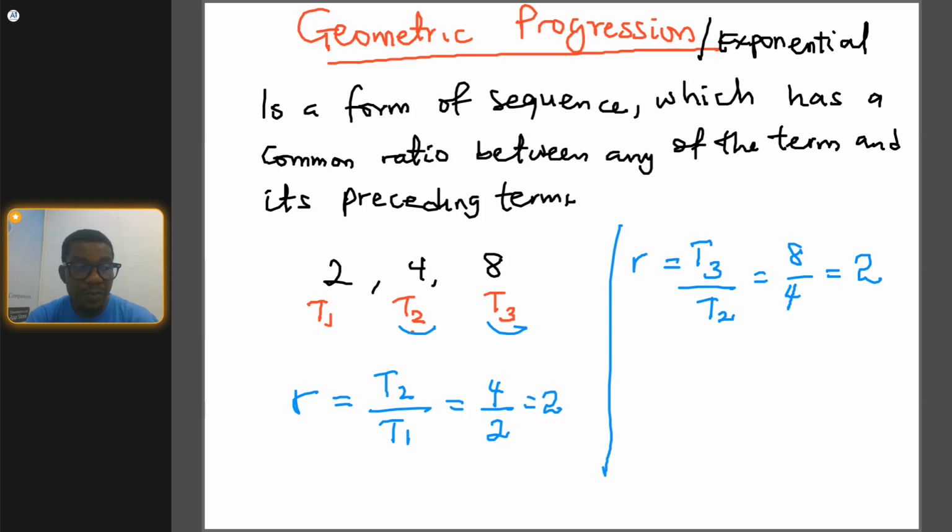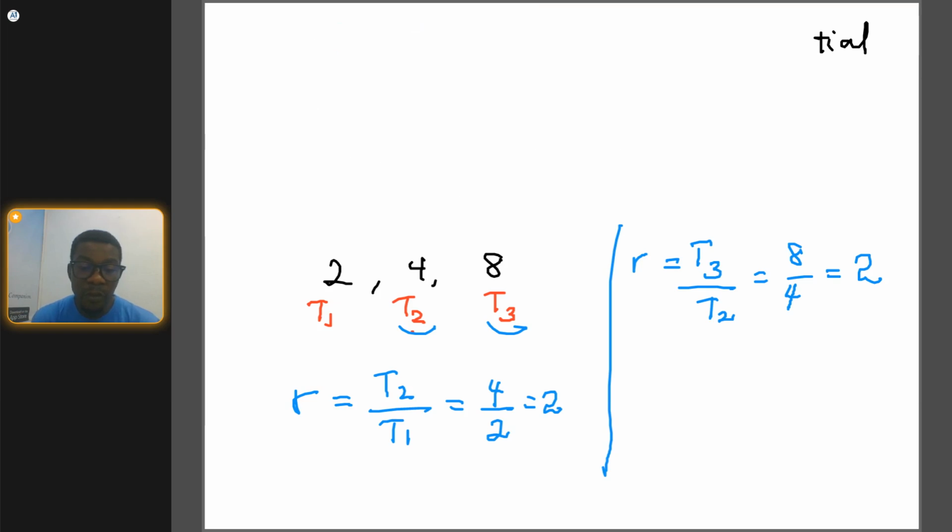So now, when we understand the common ratio, we can go deeper into the topic by considering the nth term of a GP. Considering the nth term of a GP. We are going to wipe the board. So the nth term of a GP.